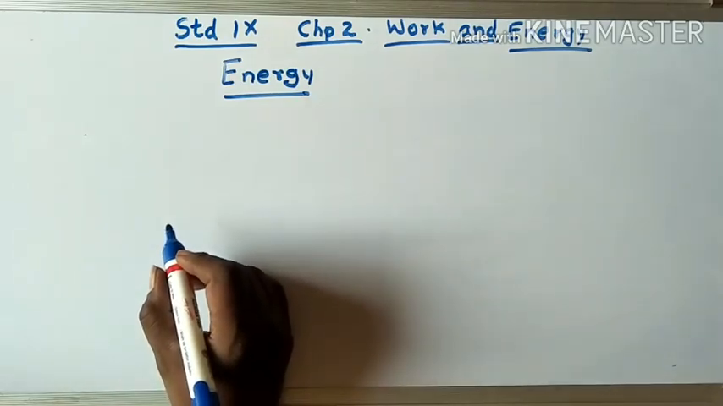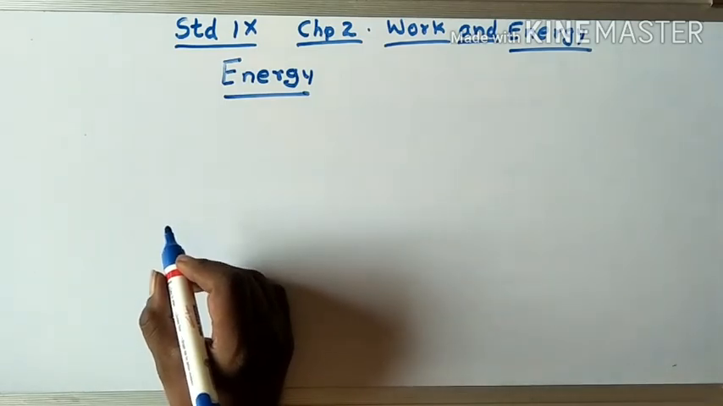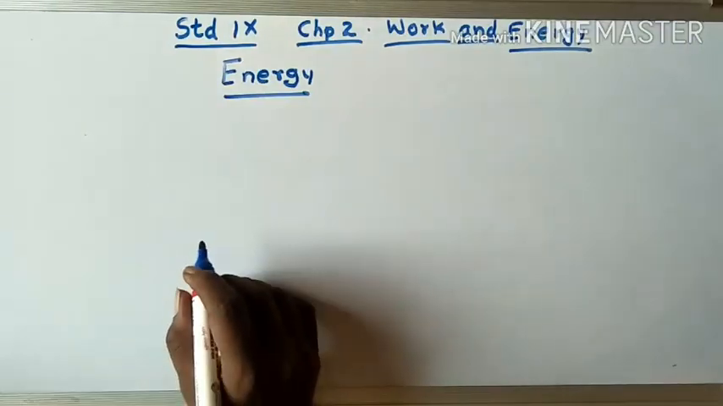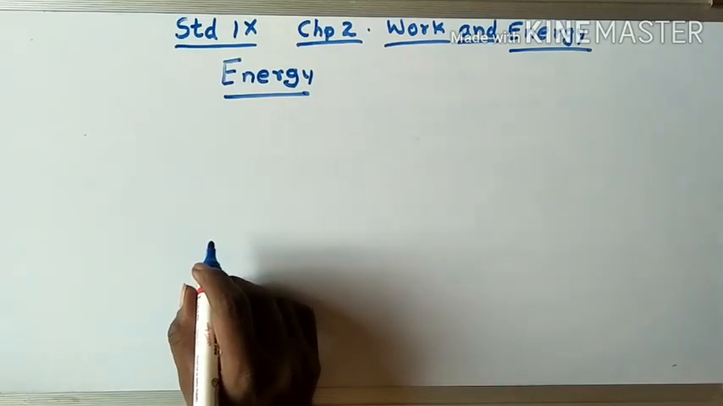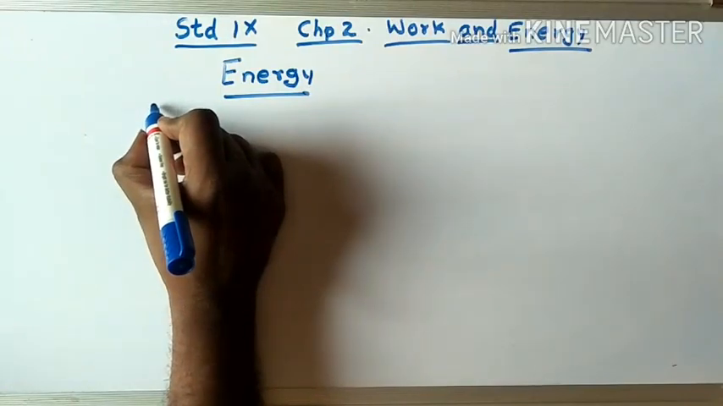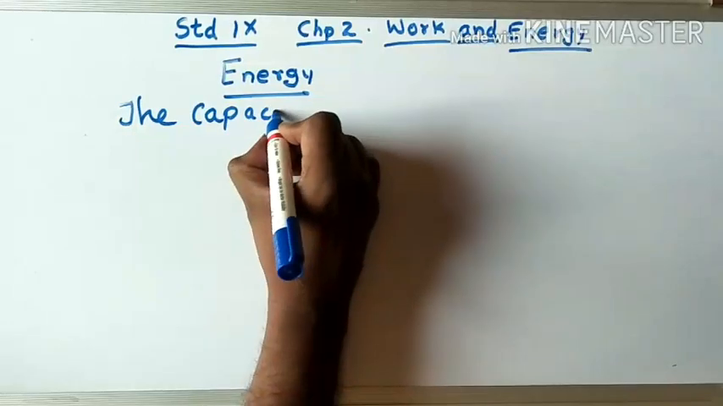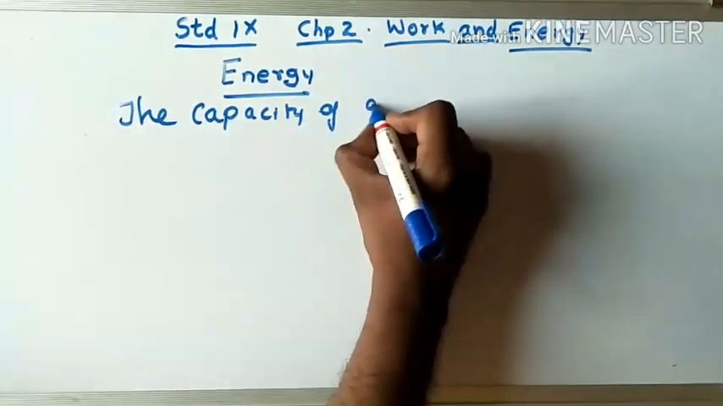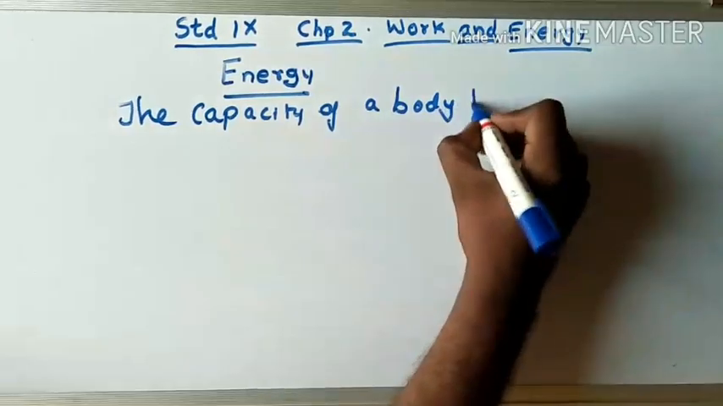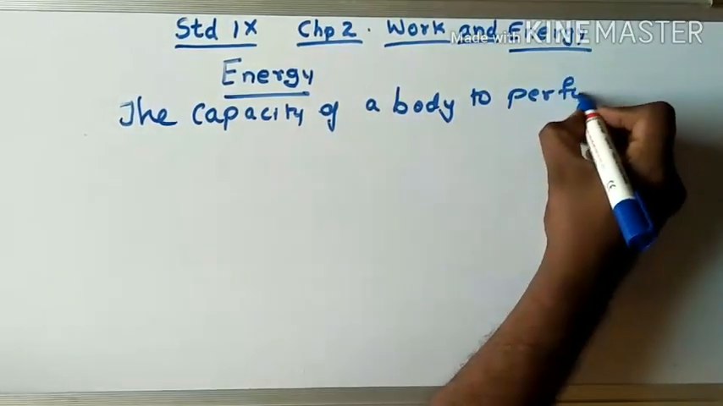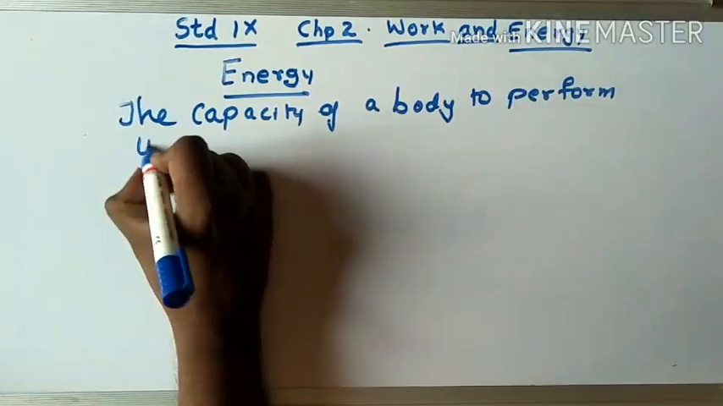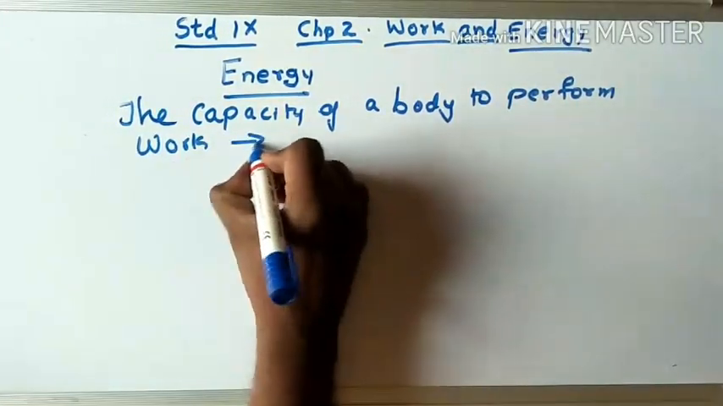Let's say, for example, you want to pull a chair, you pull a car, or you want to pull a cupboard. What is required in your body? Energy is required to pull that in your body. So energy means the capacity. I write the definition here. If you want, you can note it down. The capacity of a body to perform work. This is called as energy.